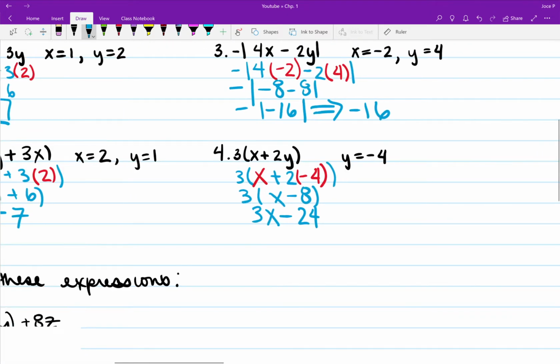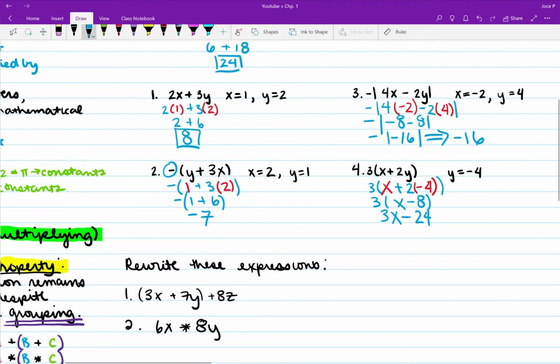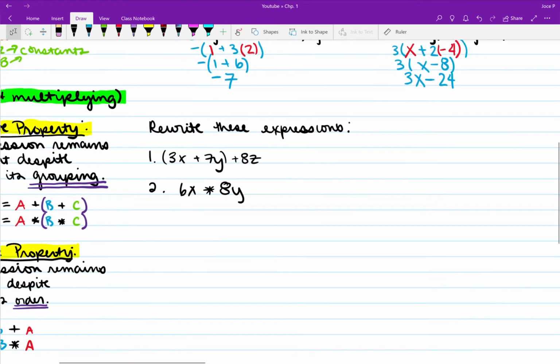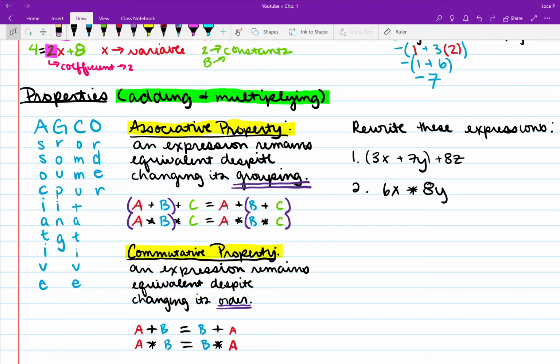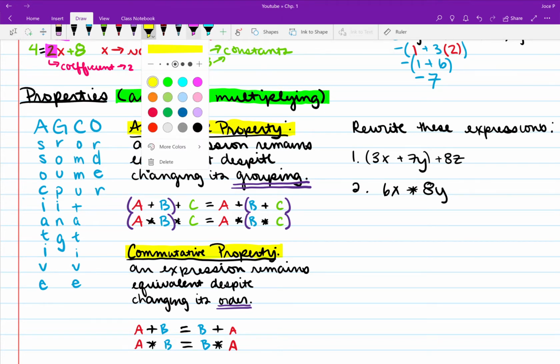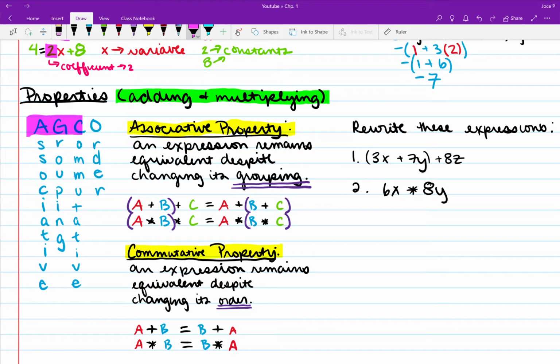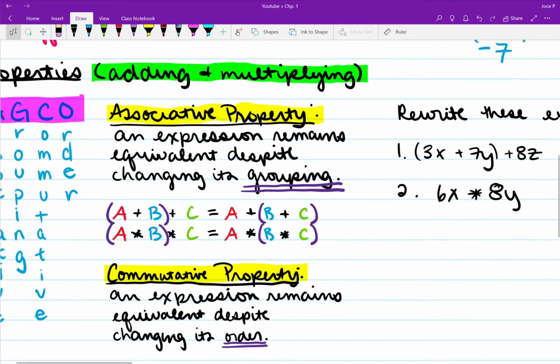Now, let's go to distributive and all these different properties. First, this is how I learned to memorize the properties, by this mnemonic, AGCO. AGCO represents the different properties. So first we have associative, which is grouping. Then we have commutative, which is order. So let's dive into this. These are the properties of adding and multiplying.